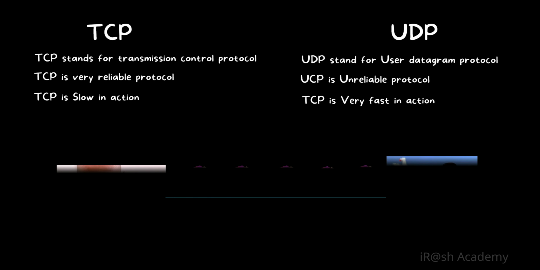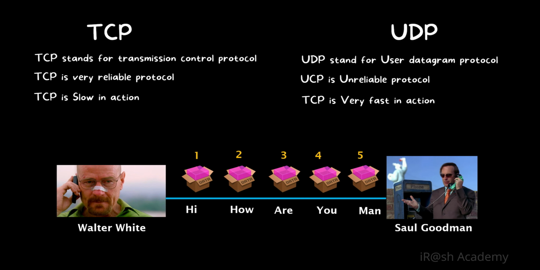We all know the famous TV series Breaking Bad. You might have watched it on Netflix or any other platform. So as you see on the screen, the character Walter White is making a telephone call with the lawyer Saul Goodman. And during this communication, this is the data he is sending from Walter White's location to Saul Goodman. There are 5 packets of data. Packet 1 stands for hi, packet 2 stands for how, packet 3 stands for are, packet 4 stands for you, and packet 5 stands for man. So this message is, hi, how are you, man? That is the message Walter White wants to send to Saul Goodman.